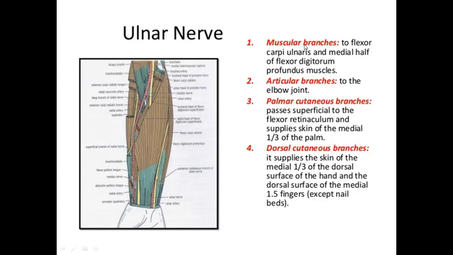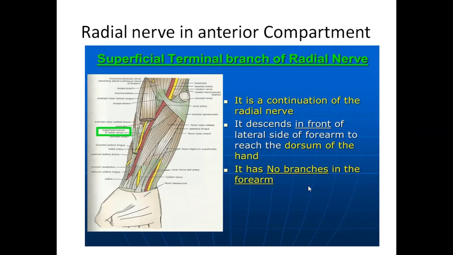Its branches include the muscular branches in the forearm, which only supply the medial half of the flexor digitorum profundus and the flexor carpi ulnaris. Articular branch to the elbow. Palmar cutaneous branch that passes superficial to the flexor retinaculum and supplies the medial 1.5 of the palm. And it gives the dorsal cutaneous branch that supplies the medial 1/3 of the dorsal surface of the hand and the dorsal surface of the medial 1.5 fingers except the nail bed.